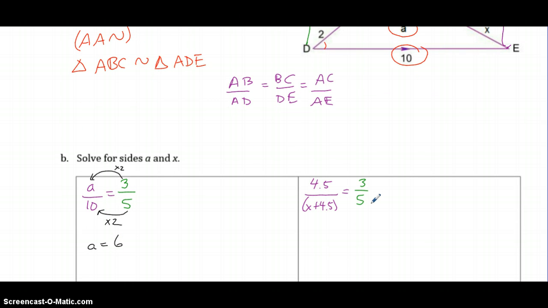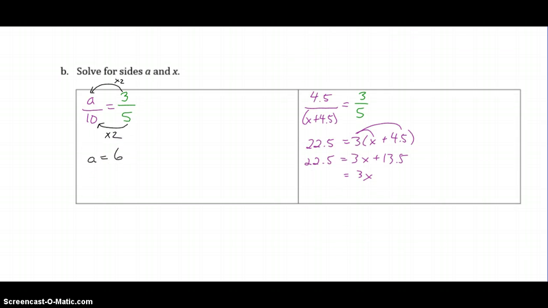Cross multiply these guys. So 5 times 4.5 gives me 22.5. When I cross multiply these, this has to be in brackets because the 3 has to multiply by the full denominator of that ratio. We've got our 22.5. Multiply that 3 in using our distributive law. That gives me 13.5. And start solving our equation. Subtract the 13.5 on the other side. That leaves me with 9. Divide out the coefficient. And I get 3.